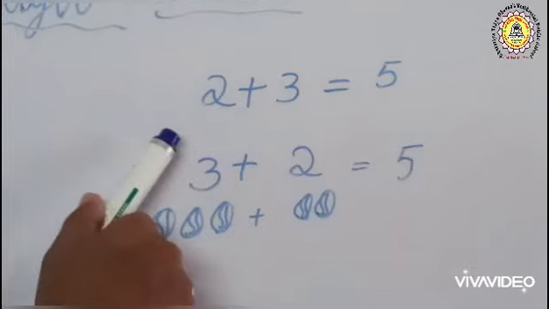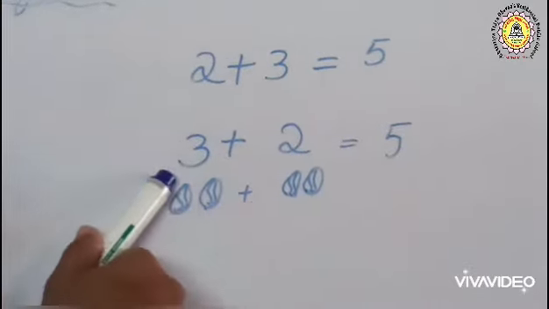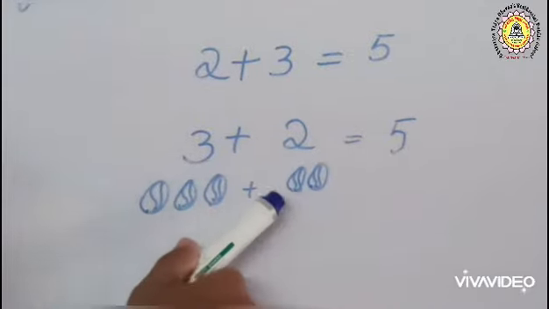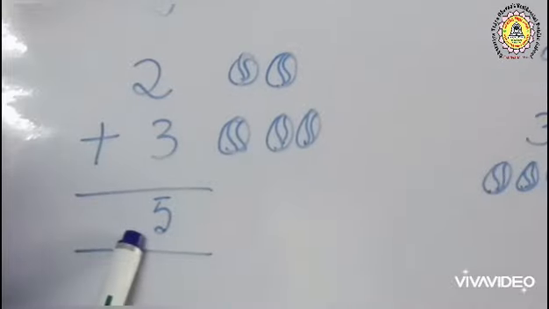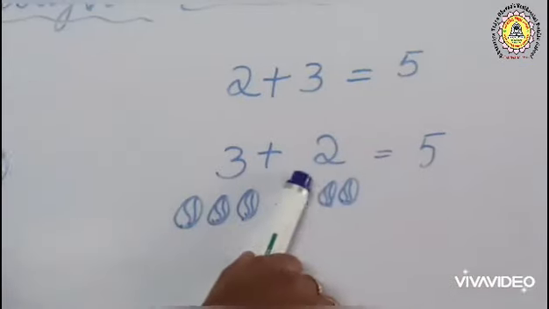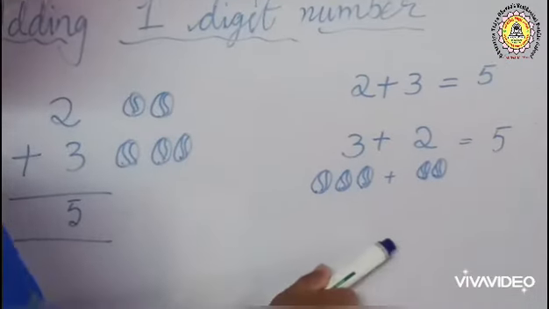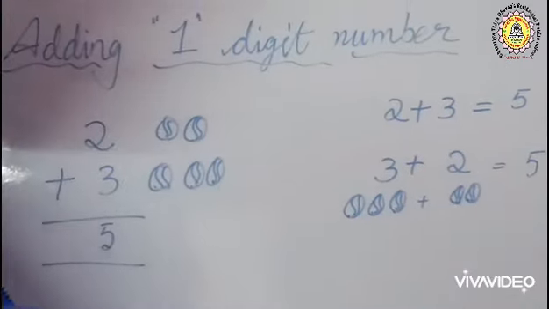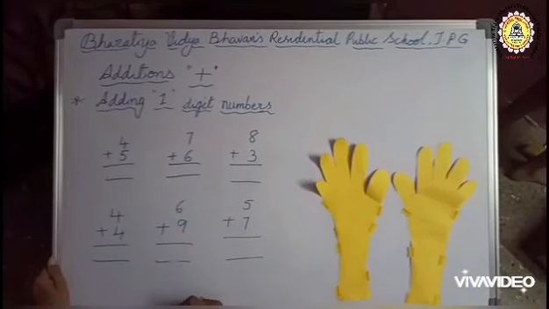Here, while adding, if the order of the given numbers changes, then also the answer does not change, children. Here also 2 plus 3 is equal to 5. Here also 3 plus 2 is equal to 5. That means if the order changes, then also the answer does not change. Let us add these numbers by using our fingers, children.